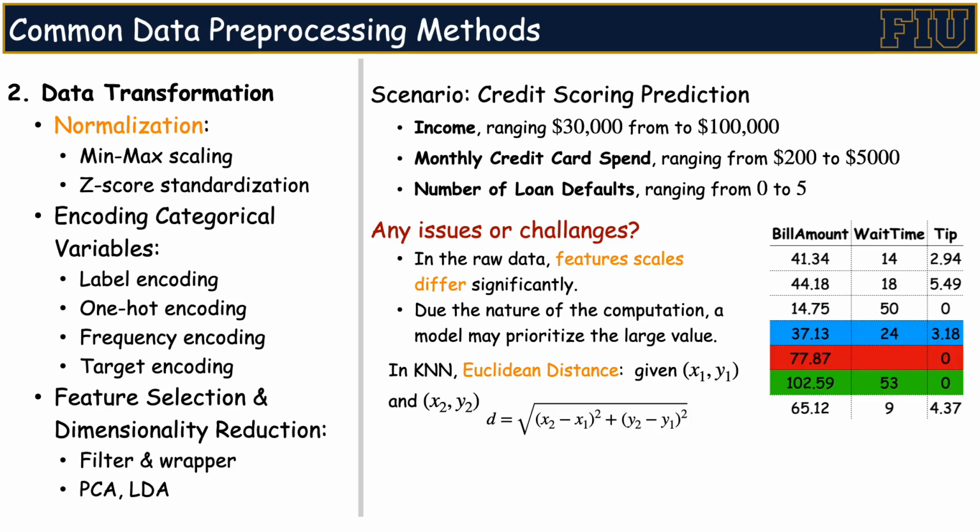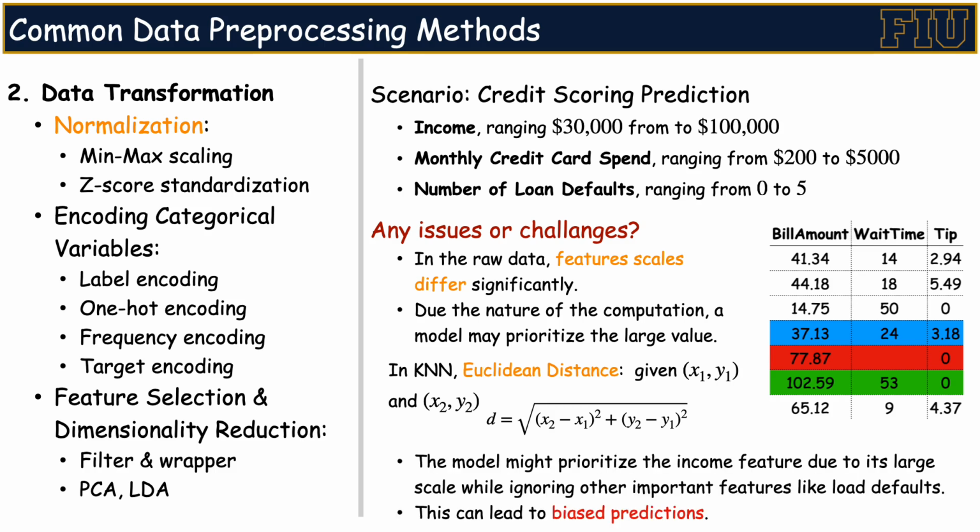However, if we examine the original dataset, we see that it contains three features: bill amount, wait time, and tip. We can't arbitrarily conclude that bill amount plays a bigger role than the other two features. This is the main issue and challenge that comes with skewed data. The model might give too much priority to features with larger scales, like income, while overlooking other important features such as loan defaults. In the end, this imbalance can lead to biased predictions.